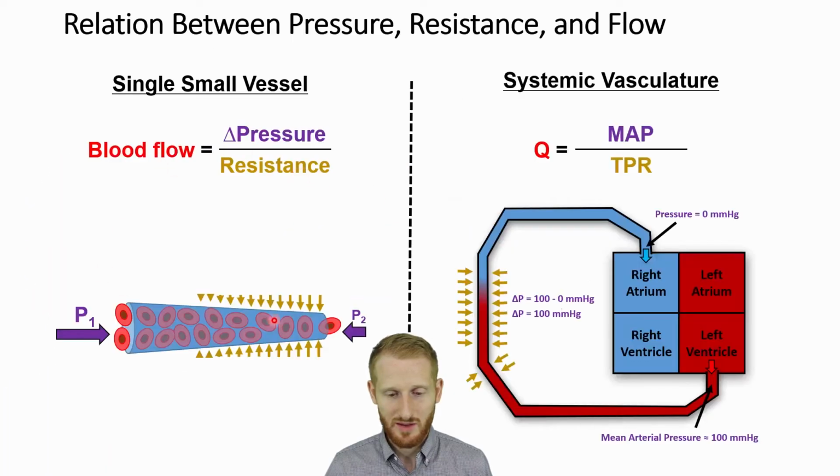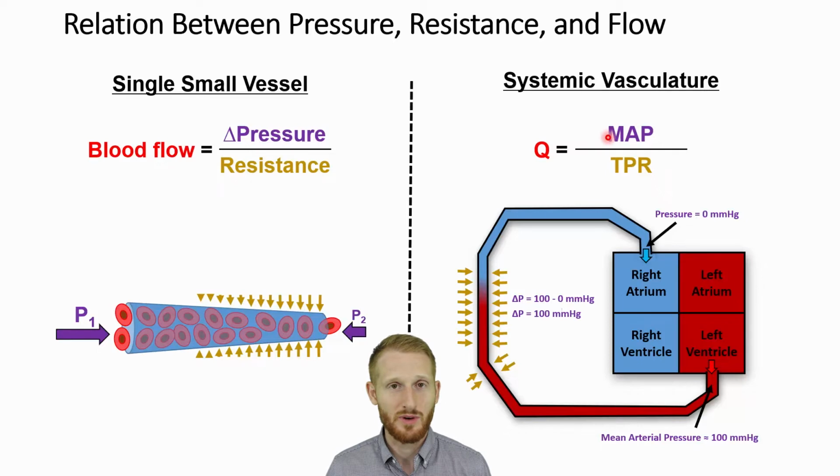This is the same thing that we just saw. The only difference is instead of having pressure 1 minus pressure 2, we have a delta pressure. That triangle there is a delta symbol. Delta just means the difference. So it's the difference between pressure 1 and pressure 2. This equation here should look familiar to you. If it doesn't, go back and watch some of the previous parts of this cardiovascular physiology lecture set, because we've seen this equation before. We have cardiac output equals mean arterial pressure divided by total peripheral resistance.